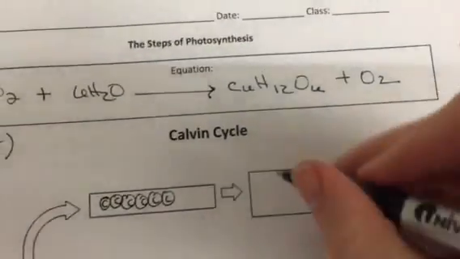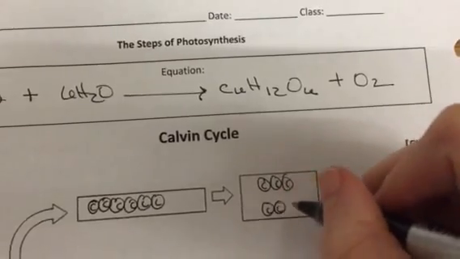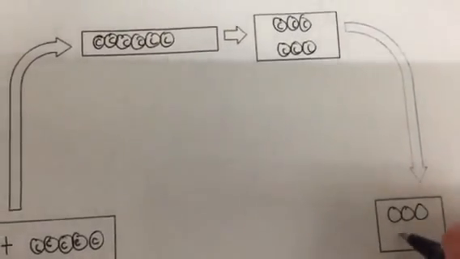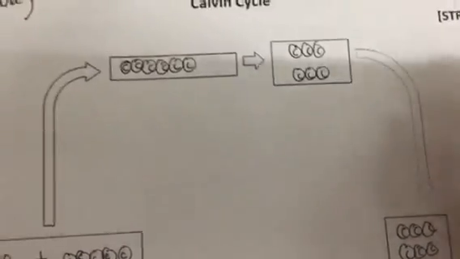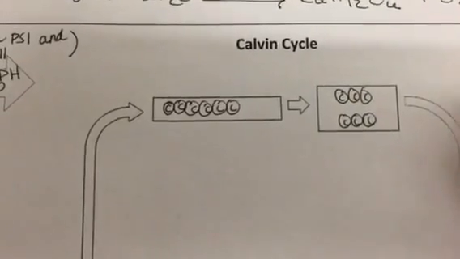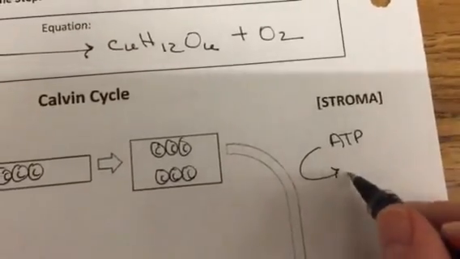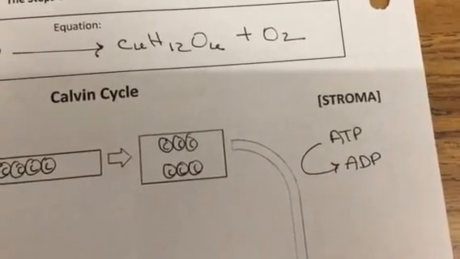It's unstable and splits into 2 molecules, each with 3 carbons. And then they get energized and rearranged a little bit by ATP, and of course that came from our photosystems. Once we use up the energy in ATP, it becomes ADP, and we're actually going to put some phosphates on here.